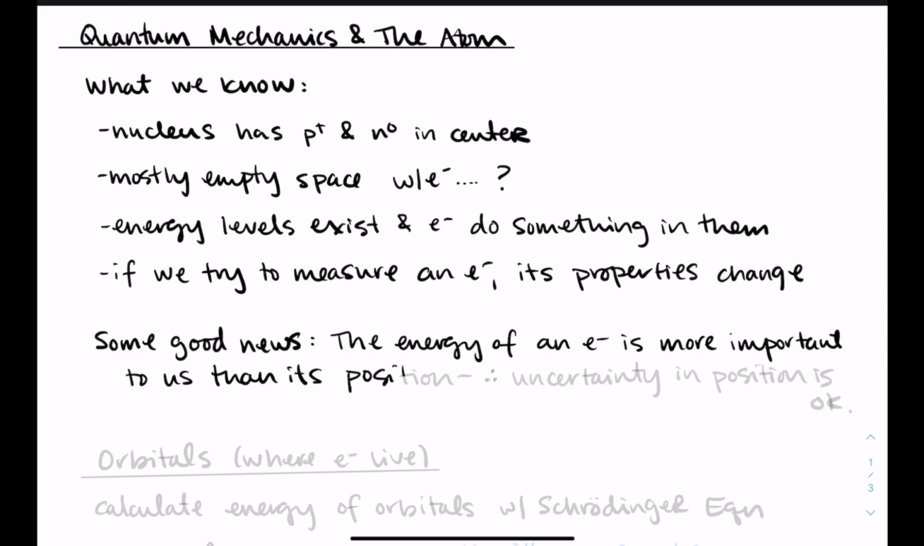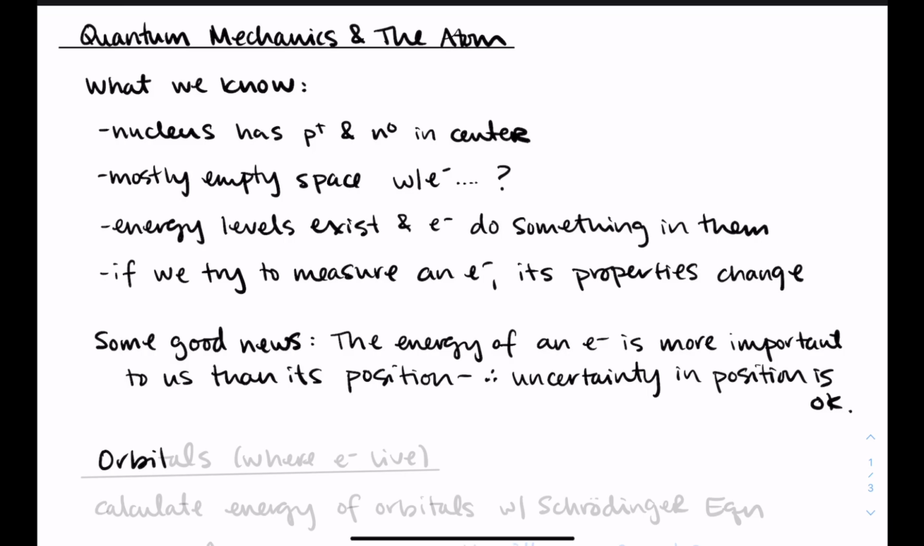So where this leads us is to talk about where the electrons exist. How are we dealing with the uncertainty in position? What are we going to use to represent it? What does it mean? And so on. So an orbital is where an electron lives.